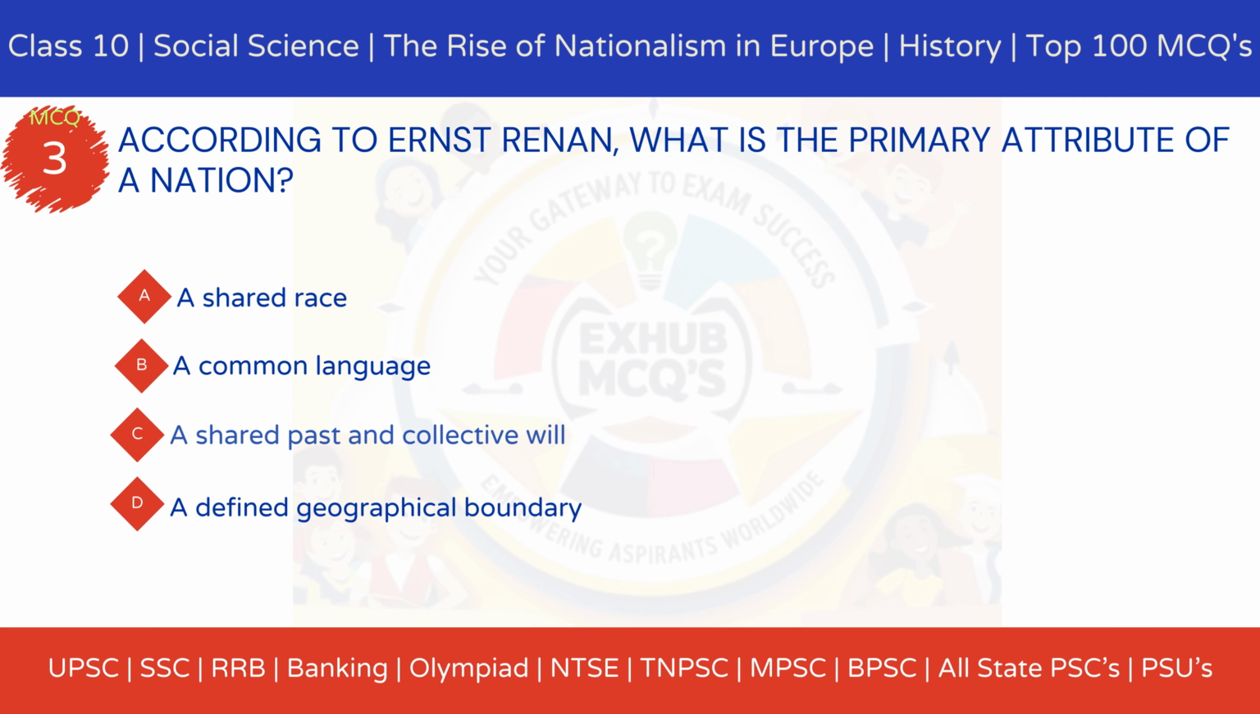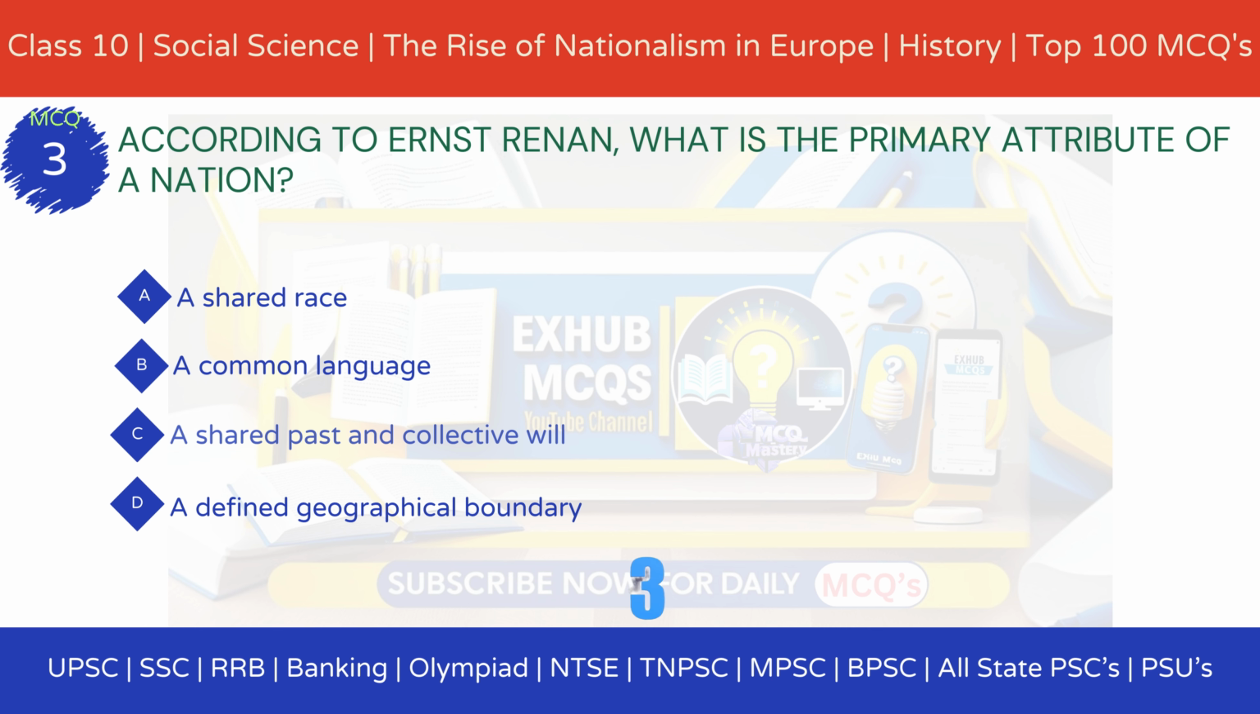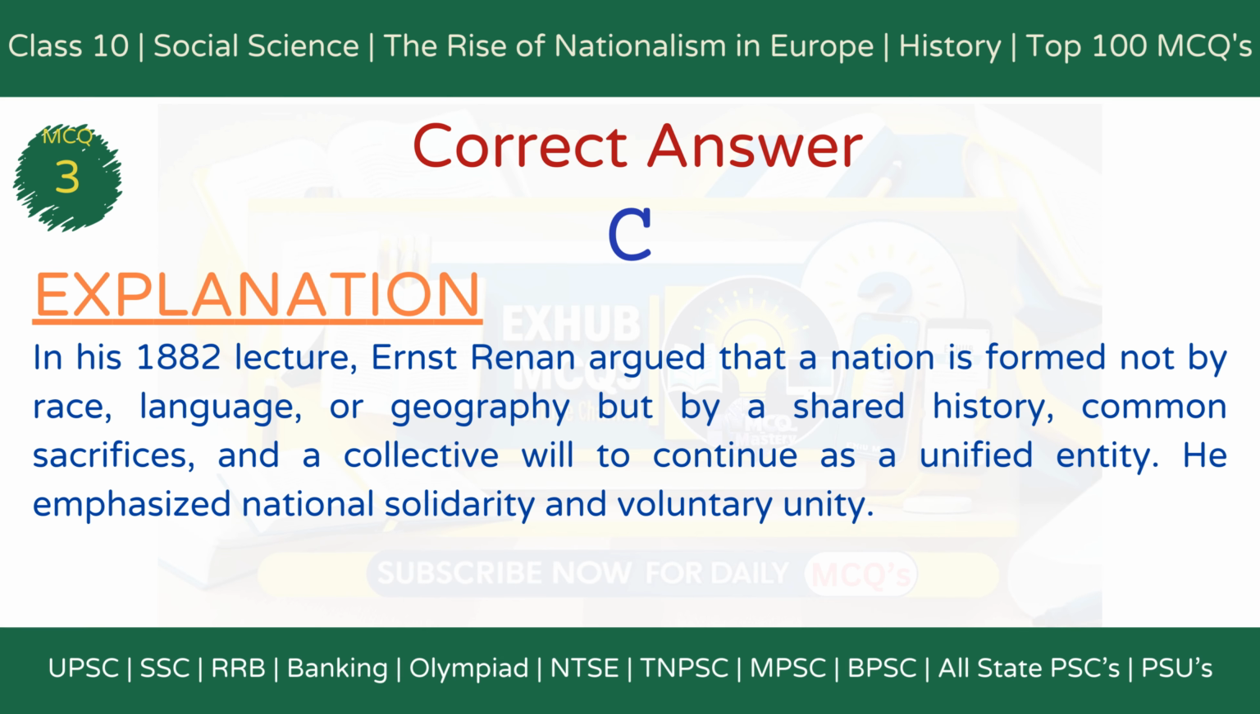MCQ 3. According to Ernst Renan, what is the primary attribute of a nation? Option A, a shared race. Option B, a common language. Option C, a shared past and collective will. Option D, a defined geographical boundary. The correct answer is option C, a shared past and collective will.